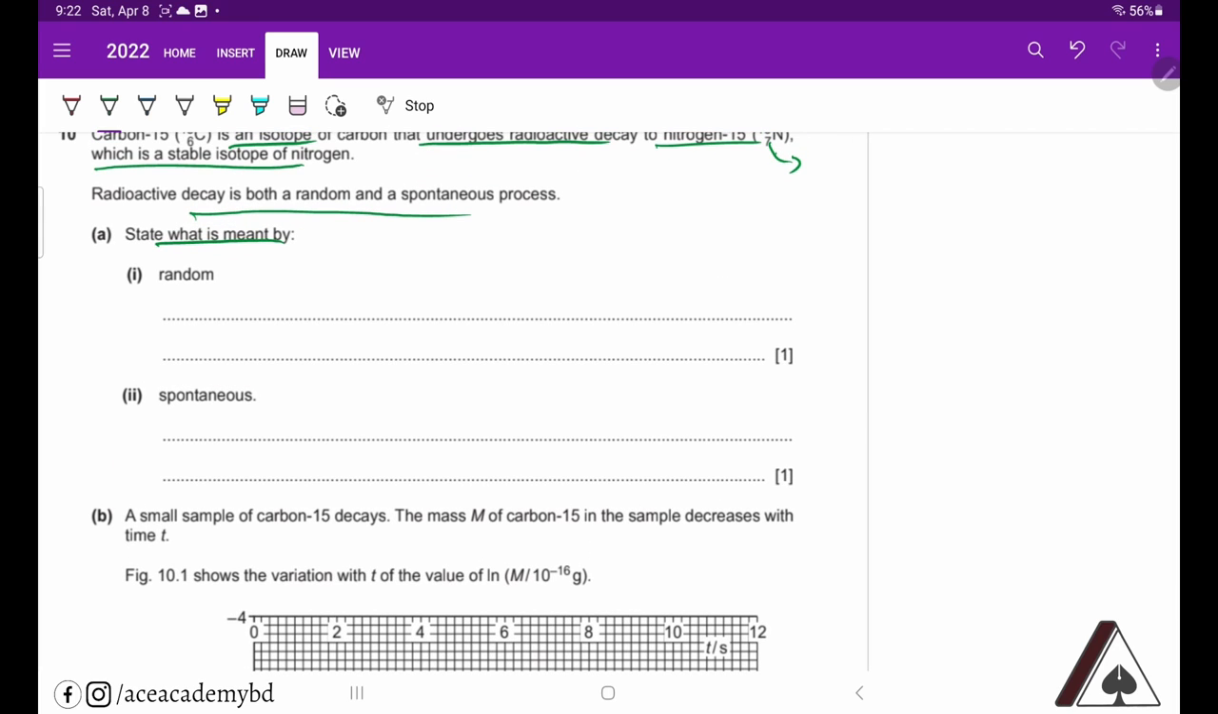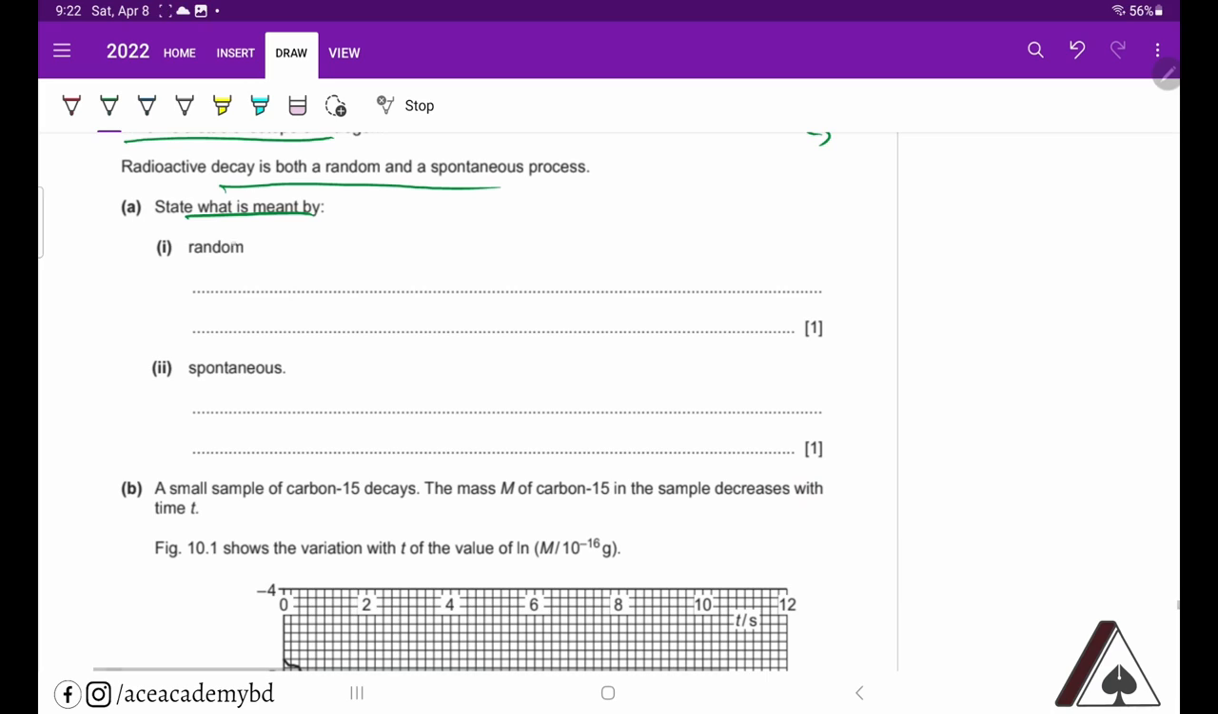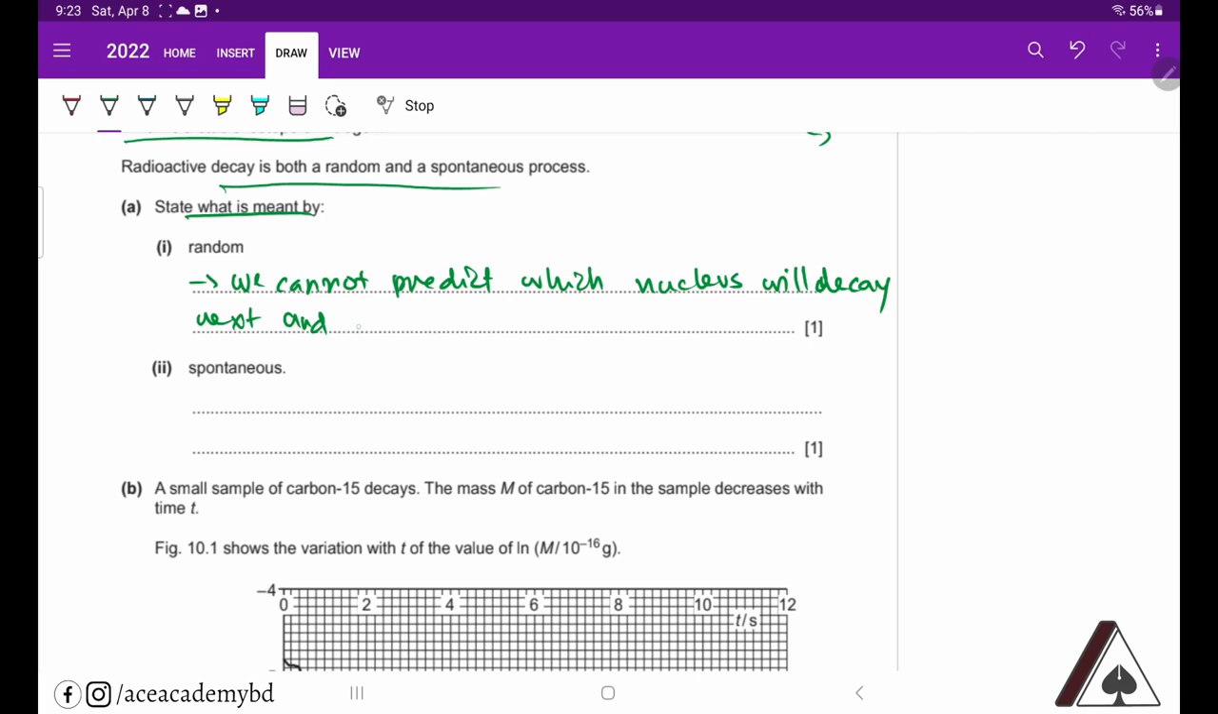We basically know these are simple definitions which we have to know. Random is basically because we cannot predict which nucleus will decay next or when a particular nucleus will decay. Both of these were in the mark scheme, so I like to write both of them in my answer. So random is because we cannot predict which nucleus will decay next and when a particular nucleus will decay.